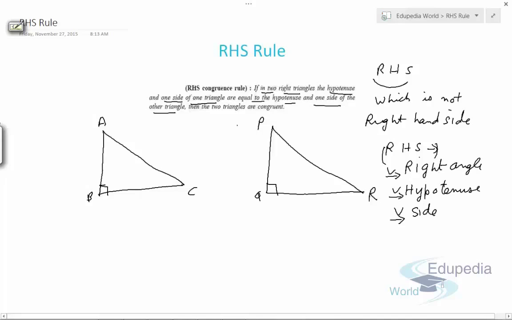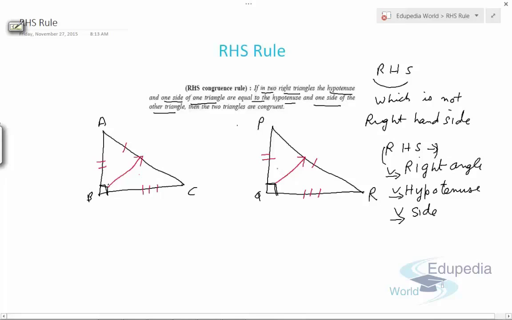Let's say in this triangle this is 90 degrees and the corresponding angle is 90 degrees. So we have one criterion. The side opposite to this right angle is the hypotenuse. Similarly for this right angle, this is the hypotenuse, and these should be equal to prove the congruency. Any other side can be equal: either this side equals this side, or this side equals this side. So this is how we can use the RHS rule to prove congruency.